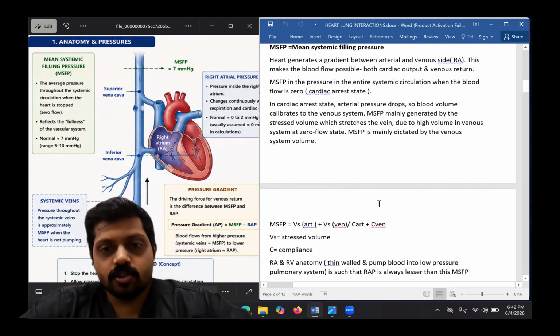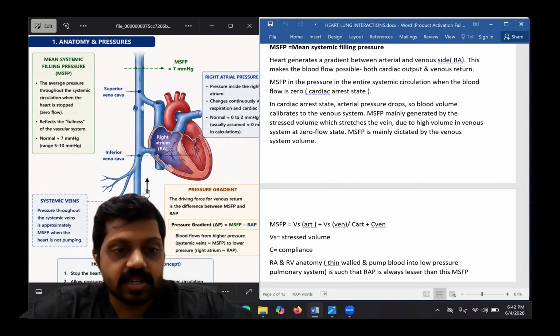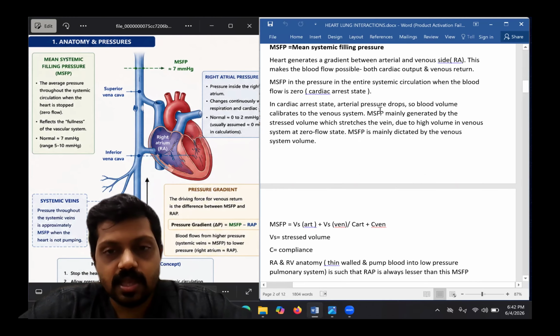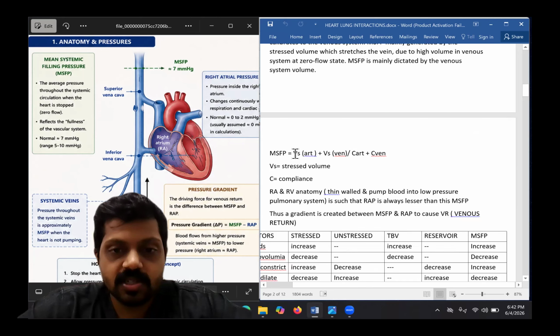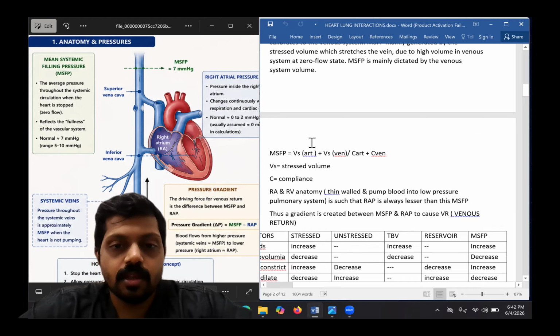Okay. In zero flow state, normally unstressed volume is there. No pressure is generated. Only volume is there. But in case it needs to generate a pressure and propel the blood towards the right atrium, you need a stressed volume in the venous system. Okay, this is the formula. Stressed volume in the artery plus stressed volume in the vein divided by compliance of artery and compliance of vein. What happens to stressed volume in the artery?